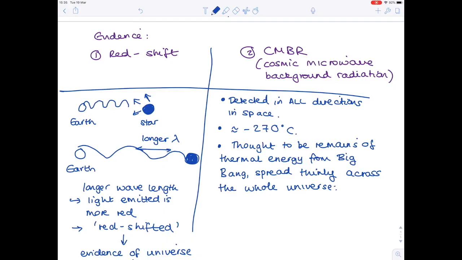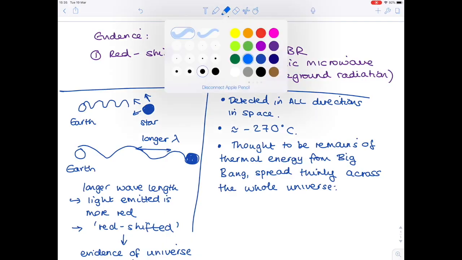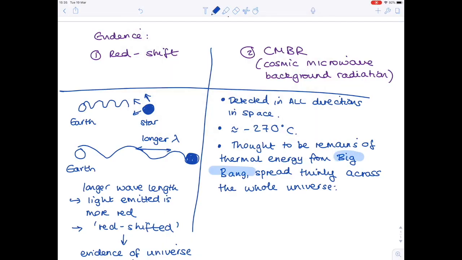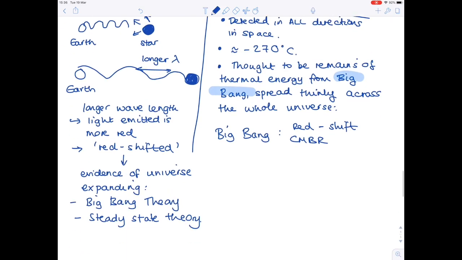Now, as you might imagine, because we've mentioned Big Bang in CMBR, hopefully you can see that the Big Bang theory is supported by both redshift and CMBR. Because they do like to ask you about this. However, CMBR does not provide evidence for the steady state theory.